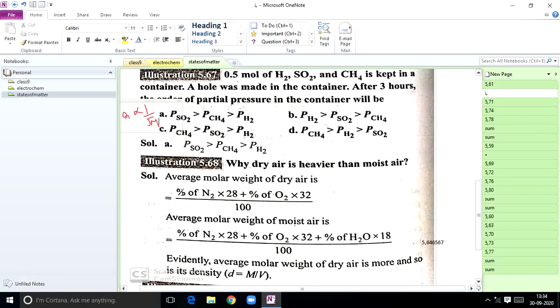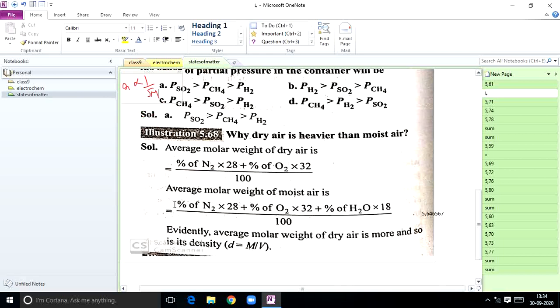Try to understand the content clearly. Solution is given. You have to try to understand the content. Think.